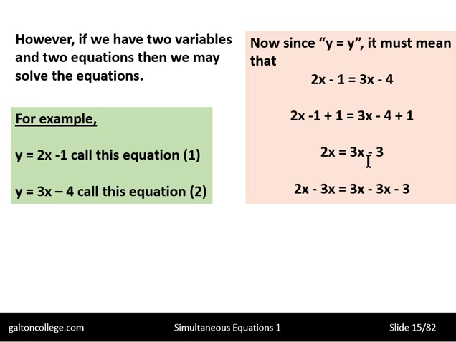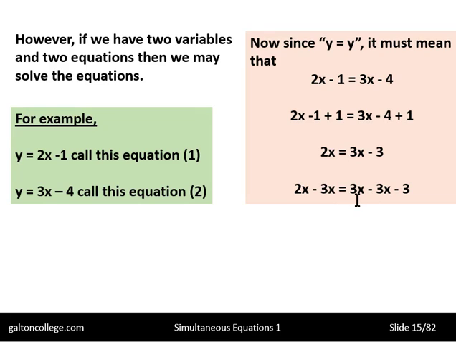Now take the 3x from the right hand side. There it is. Take it away there. We must also take it from the left hand side. So we have 2x minus 3. So we've taken away the minus 3 from the left hand side and from the right hand side. Again, keeping the equation balanced.